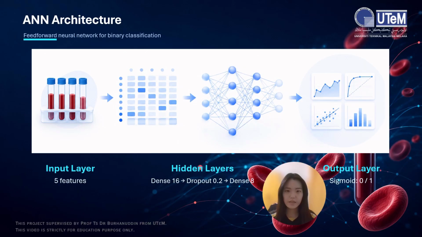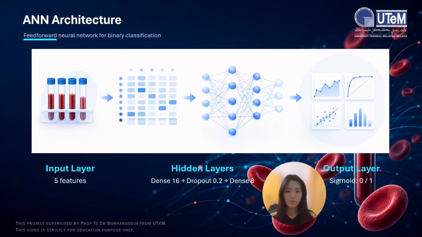For the ANN architecture, we use a feed-forward neural network because our project is a binary classification problem, which means the model only needs to predict 1 of 2 possible outputs. The input layer contains 5 input neurons, representing the 5 selected features. These values are passed forward into the hidden layers, where the model learns the relationship between the blood parameters and the anemia result. The first hidden layer is a dense layer with 16 neurons. This layer helps the ANN learn patterns from the input data.